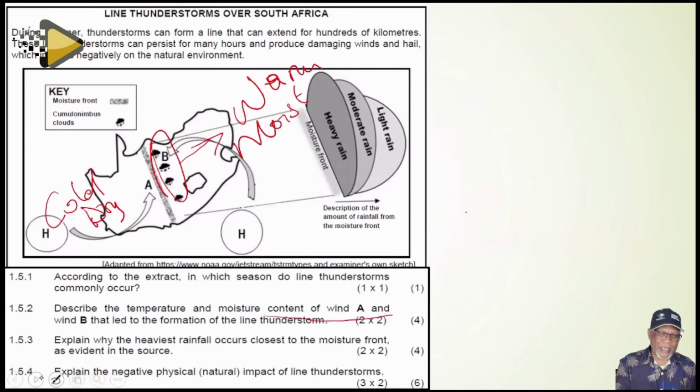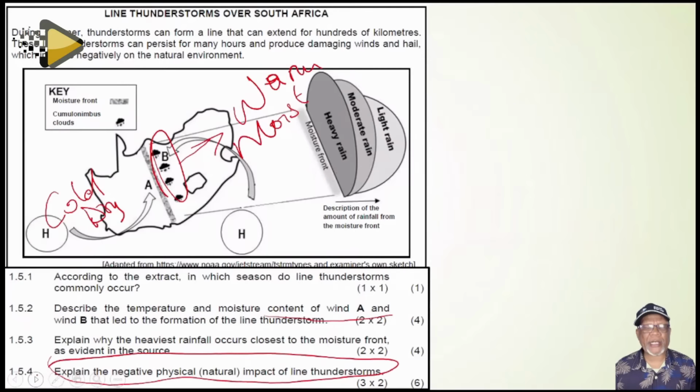And now here is that question again. The impact on the natural environment. So we said the impact on the natural environment for tropical cyclone is the same as the impact for mid-latitude cyclones and line thunderstorm. So the impacts are the same.